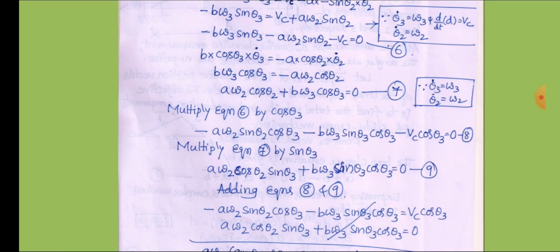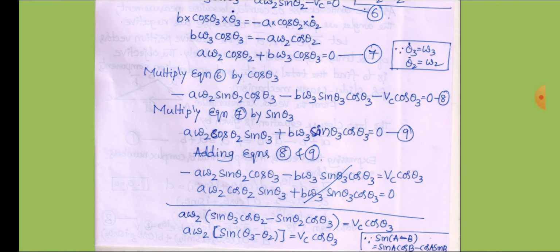This whole term inside the bracket is in the form of sin A cos B minus cos A sin B, which can be written as sin of (A minus B). But in our equation, A is nothing but theta 3, B is nothing but theta 2. Therefore, a omega 2 sin of (theta 3 minus theta 2) is equal to V cos theta 3. Like that, one can write it.